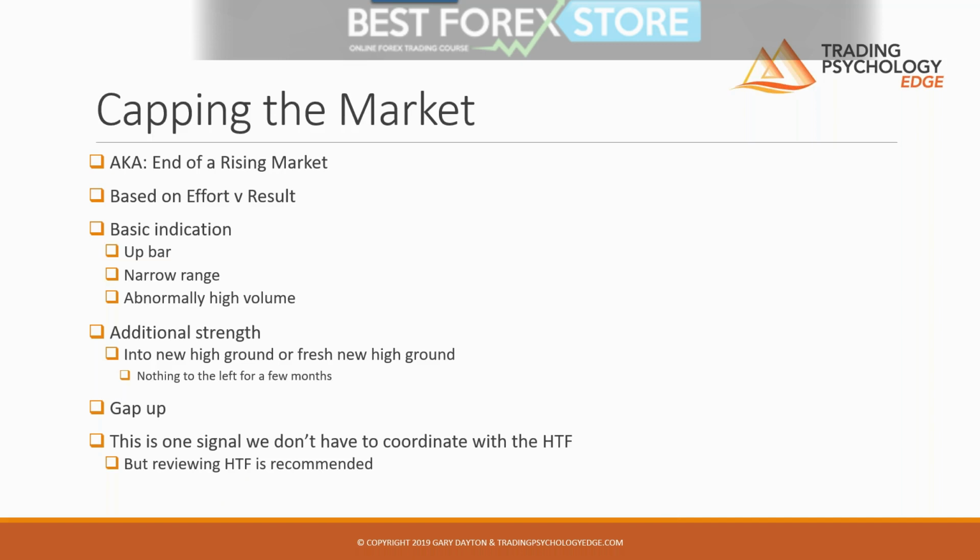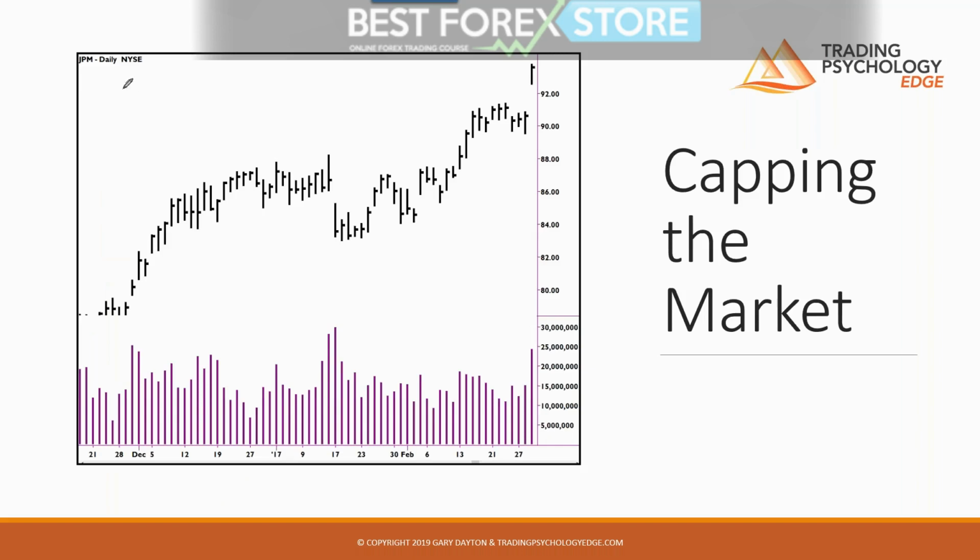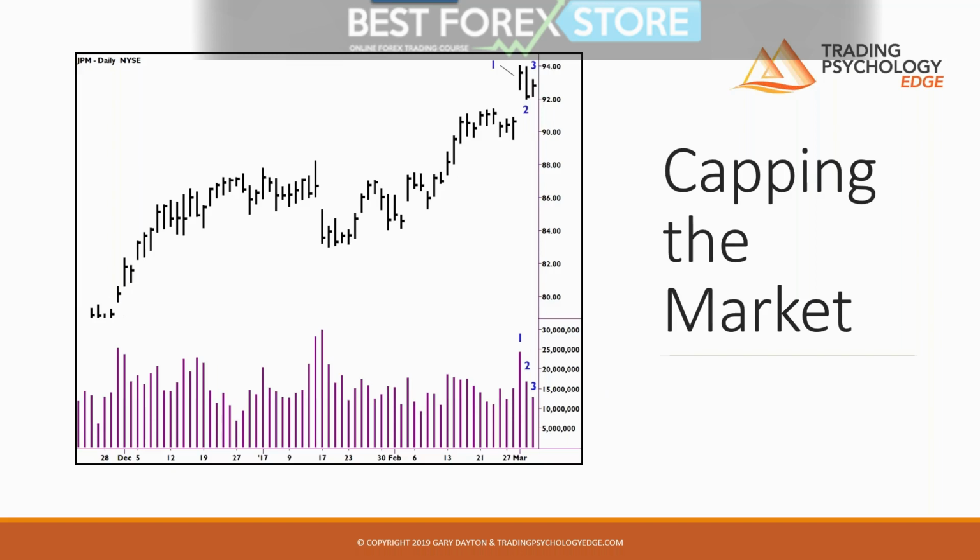Okay. So here we go, capping the market. This is JP Morgan. We have a gap, we have very high volume, we got narrow range. This is a fairly rare, by the way, this is a fairly rare sign of weakness.